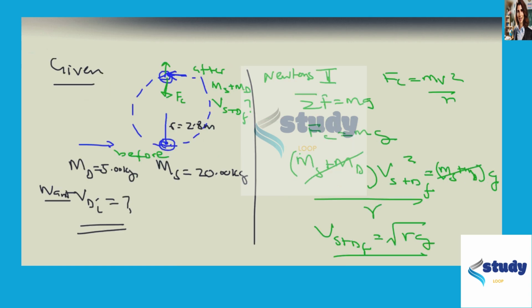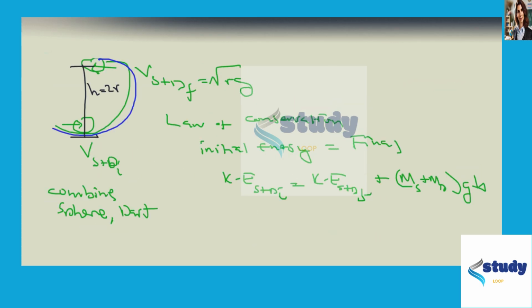If you go back, you see that the radius is 2.8, but if you go all the way up to the top, it becomes twice the radius. The initial potential energy at the base equals 0, because the height right here is 0. And so we don't include it; we ignore that.